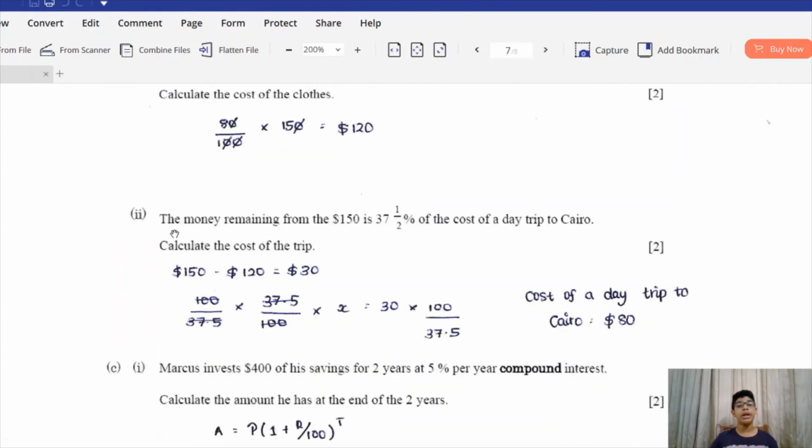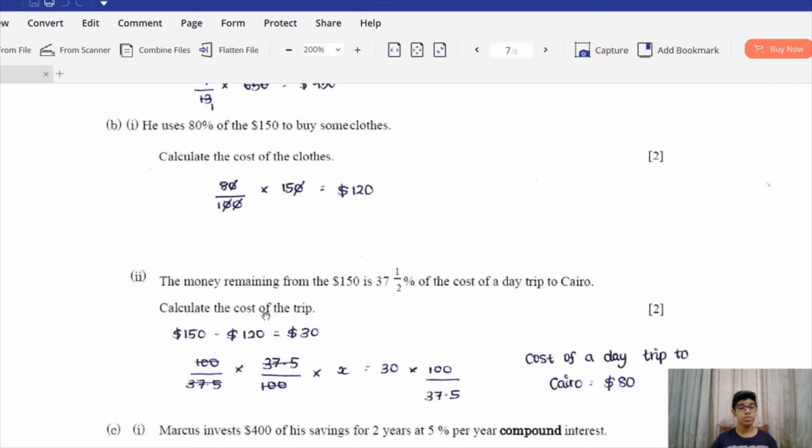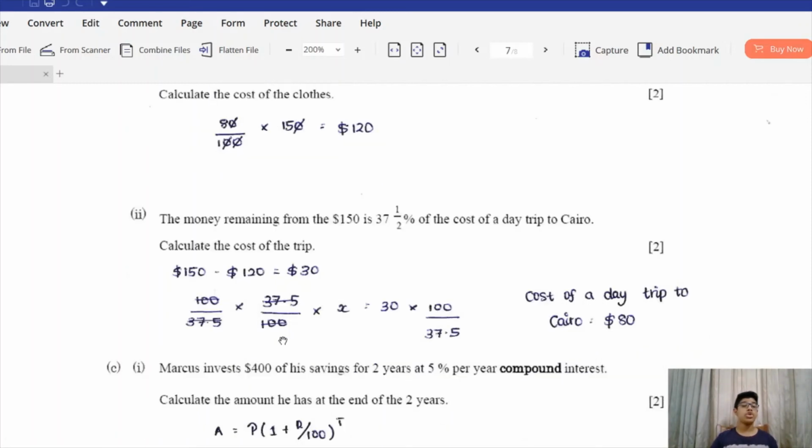Roman 2. The money remaining from the $150 is 37.5% of the cost of a day trip to Cairo. Calculate the cost of the trip. So what is remaining in the first place? So $150 minus $120, because what's remaining from the $150 is 30 because we spent 120. So now this $30 is 37.5% of the day trip to Cairo.